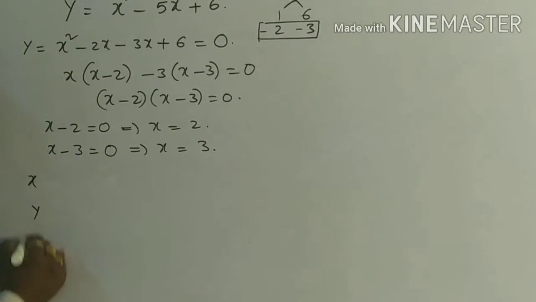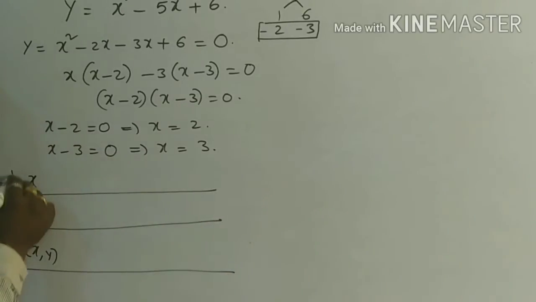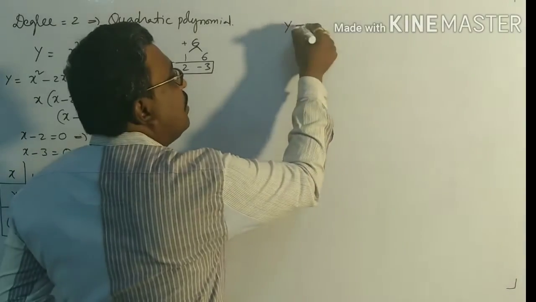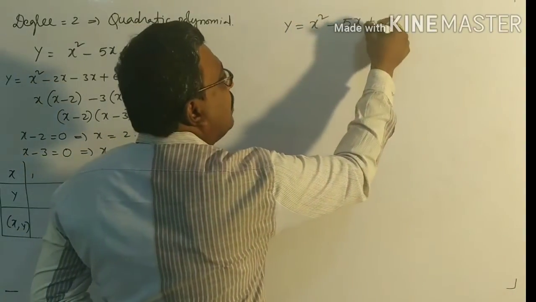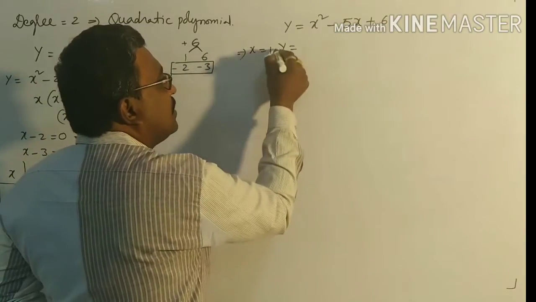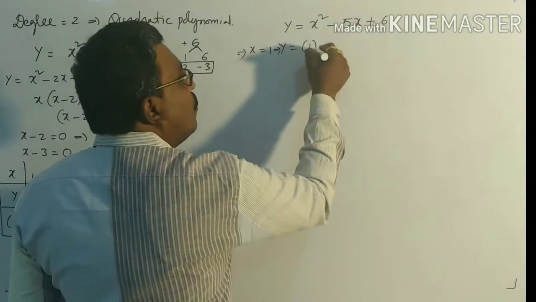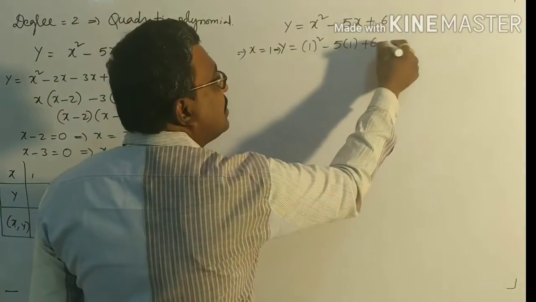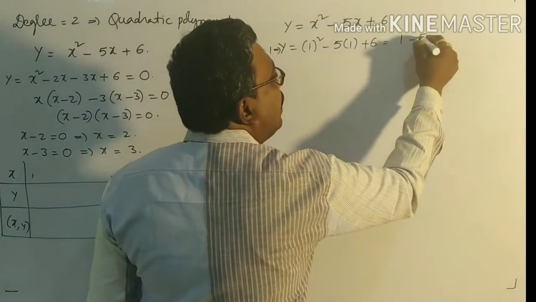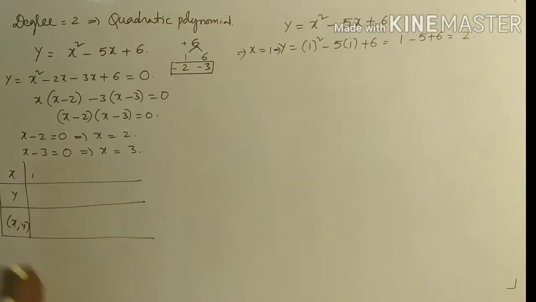Okay, x, y, x comma y. I am taking x is equal to 1. y is equal to x square minus 5x plus 6. Substitute here: 1 square minus 5 into 1 plus 6. So 1 minus 5 plus 6, that is 1 plus 6, 7, 7 minus 5, 2. The y value is 2, so the point is 1 comma 2.